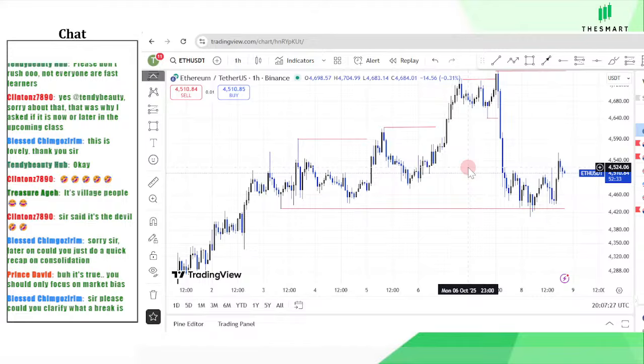So now we'll be looking at the next subtopic under market structure for today: internal and external structure. I believe we all heard me.